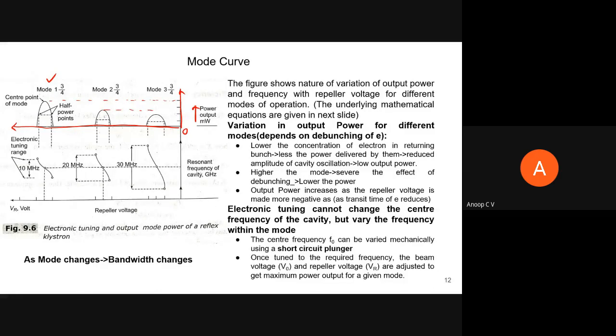You can see power is slightly less, and for mode 3/4 the power is even lower. So this is the repeller voltage VR. And for this range of repeller voltage, you won't get any sustained output.